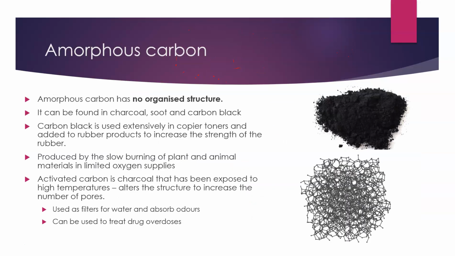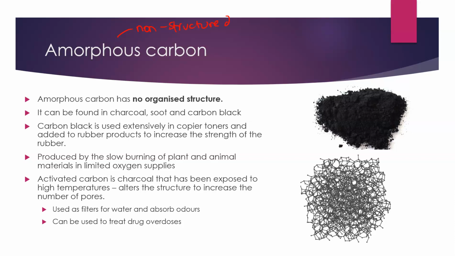The other type of structure that we need to know for our carbon is amorphous carbon. Amorphous essentially means non-structured, so it has no organized structure. We see this in things like charcoal, soot, and carbon black, which we use in things like copier toners. There's no structured arrangement to the carbon.